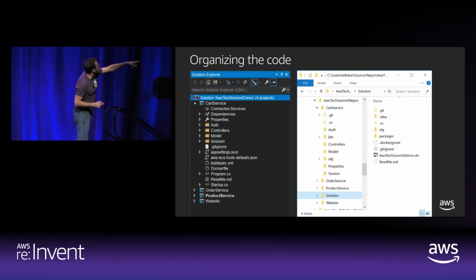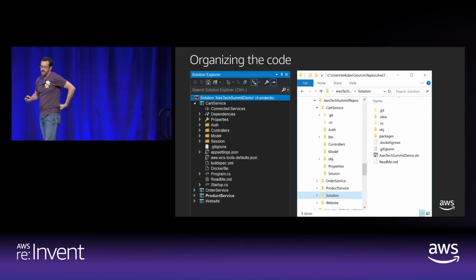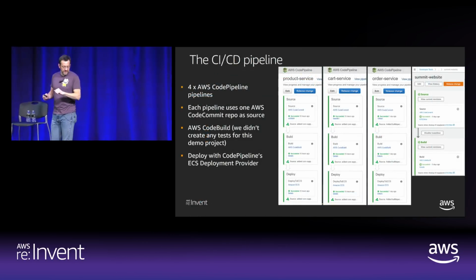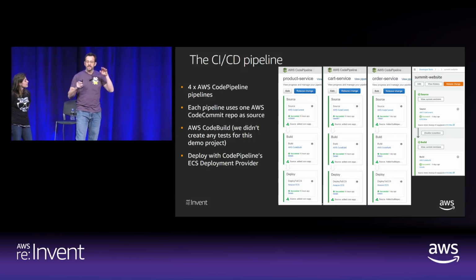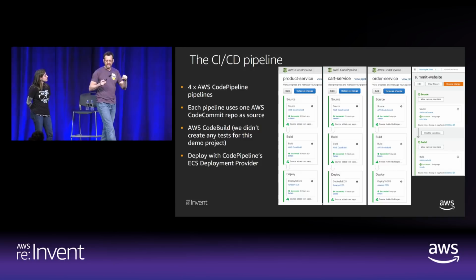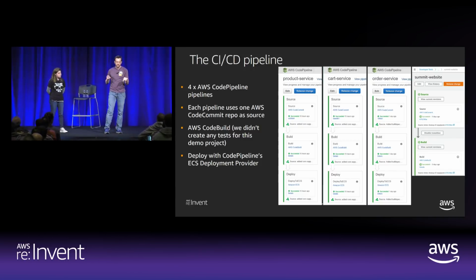And then the actual folders, I think I clicked into the solution folder so you can see it's basically just a solution file and some other detritus that accumulated in there. And then for the CI/CD pipeline, we actually have 4 different pipelines. Each pipeline is triggered by a change to the source code in that associated repo.